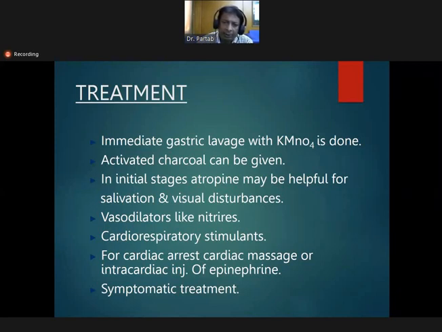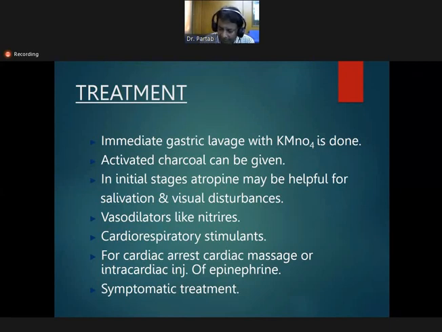In the initial stage, atropine may be helpful for delaying the effects of nicotine. It causes salivation and visual disturbances. Vasodilators like nitrites can delay the effect of nicotine. Cardiorespiratory stimulants are used for cardiac arrest: cardiac massage or intracardiac injection of epinephrine. Epinephrine causes a reversal effect of the nicotine. For cardiac arrest, you can give cardiac massage or intracardiac injection of epinephrine.